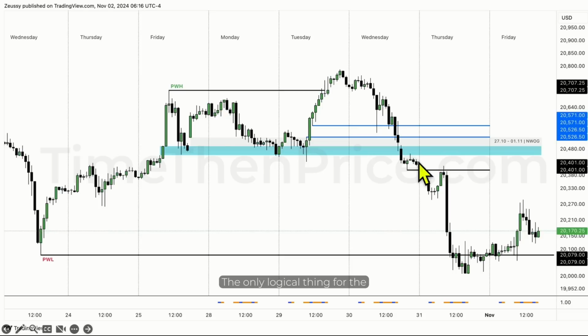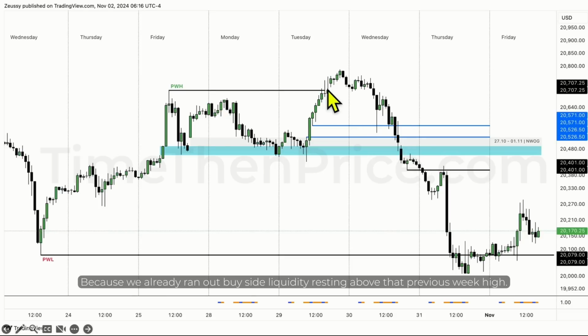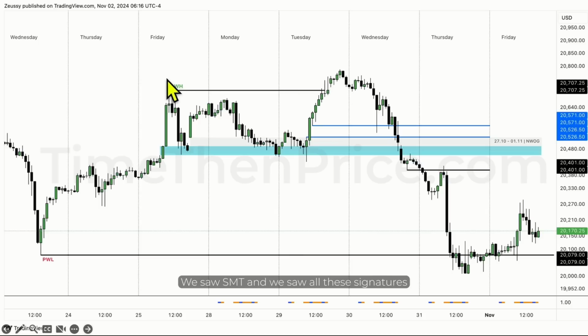The only logical thing for the market to do now was to roll over, because we already ran out buy-side liquidity resting above the previous week high. We saw SMT and we saw all these signatures that confirmed to us that bearish order flow was in play. The next logical sell-side liquidity objective then is the previous week's low. Now what will we be looking for? We will be looking for an expansion lower, followed by a retracement, followed by an expansion towards the previous week's low. But what do you see right here?